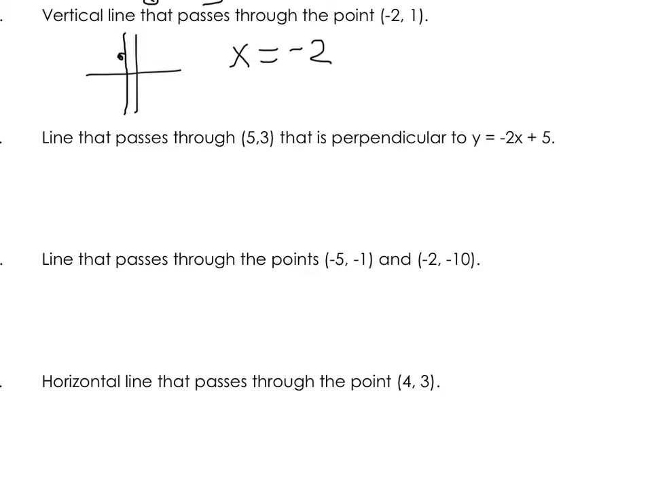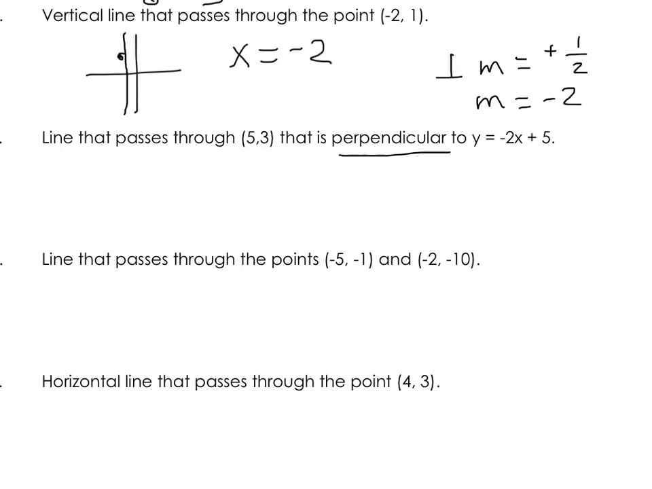What about a line that passes through (5, 3) that is perpendicular to y equals -2x? So the slope of y equals -2x is -2. The slope of the line perpendicular to that, perpendicular slopes are opposite reciprocals, so it will be a +1/2. The slope that we are interested in is +1/2.